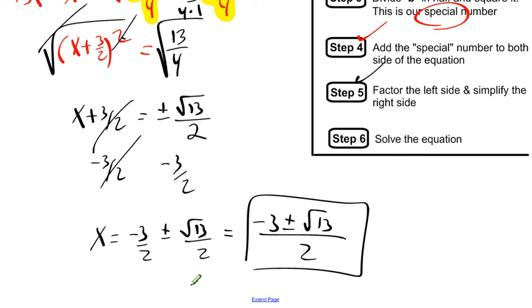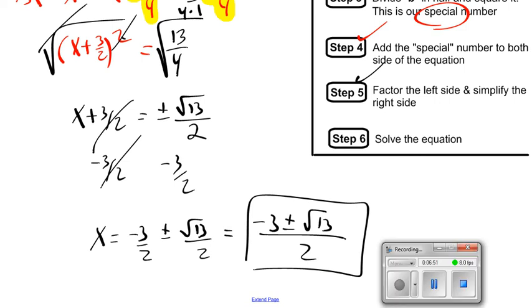I'm trying to pause or stop the video, but it's not letting me. Maybe we can make this a longer video for kicks. Okay, there it is.